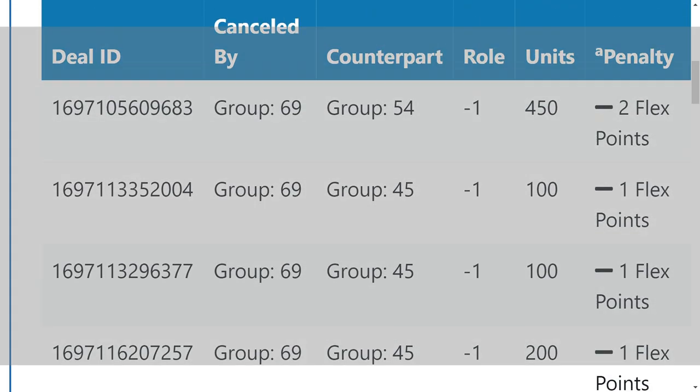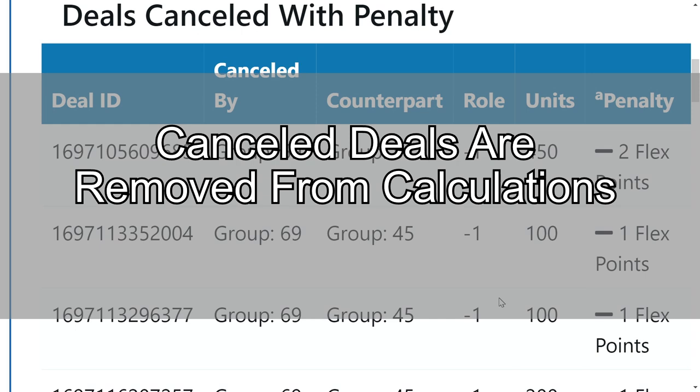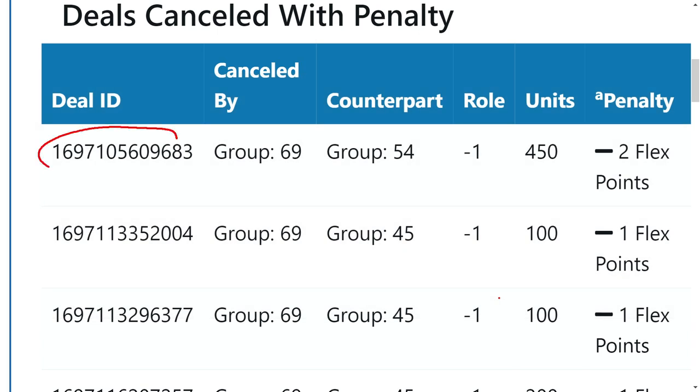And lastly, we have this one here, canceled with penalty. And here we can clearly see what the situation is. So here's the deal number. And then here are the groups. And here's the group that canceled. So 69 canceled.